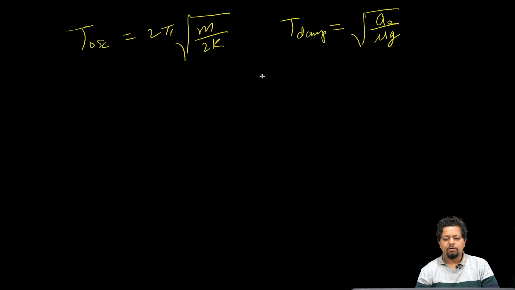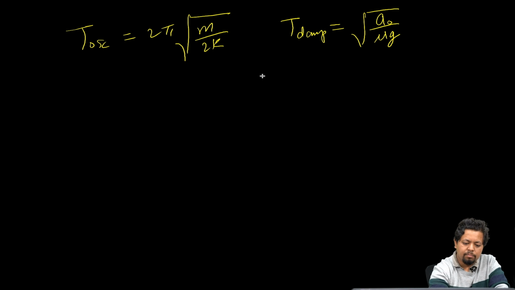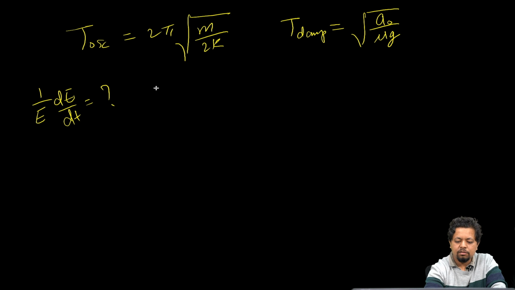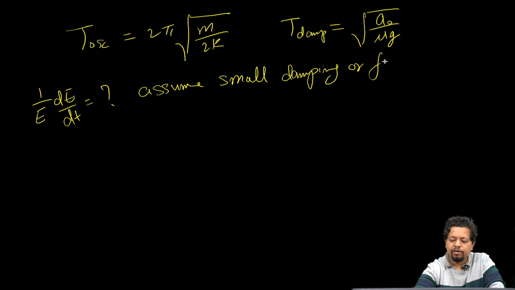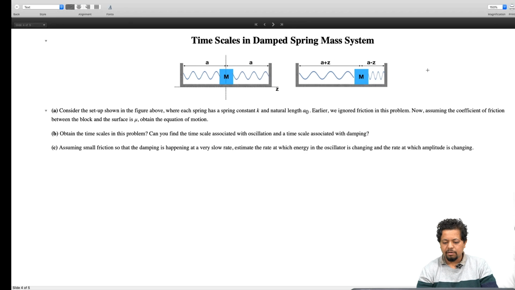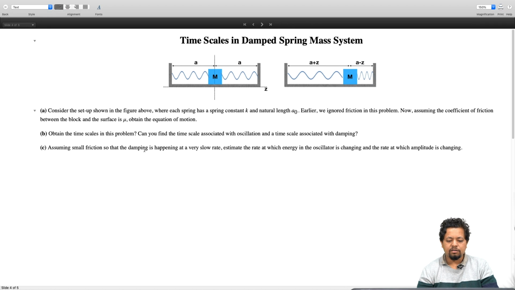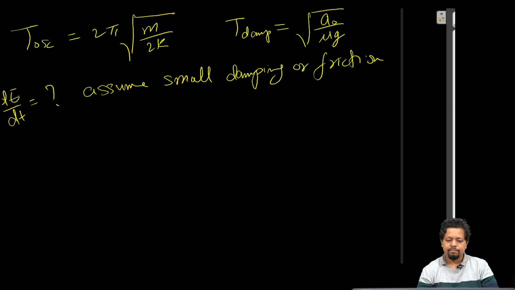So using this, we want to estimate what is 1 by E dE by dt, under the assumption of small damping or friction. That's the problem statement. We have over here assuming small friction, so the damping is happening at a very slow rate. Estimate the rate at which energy in the oscillator is changing and the rate at which amplitude is changing.